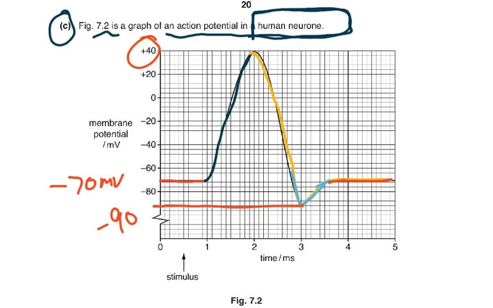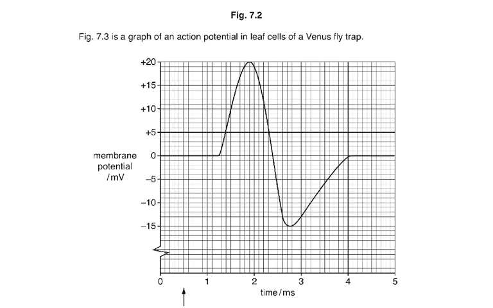So we've got the hyperpolarization, we've got the resting potential of minus 70, and the depolarization is within 1 to 2, so it's between 1 and 2, which is 1 millisecond. Then let's look at the comparison here. The resting potential here is 0 millivolts.